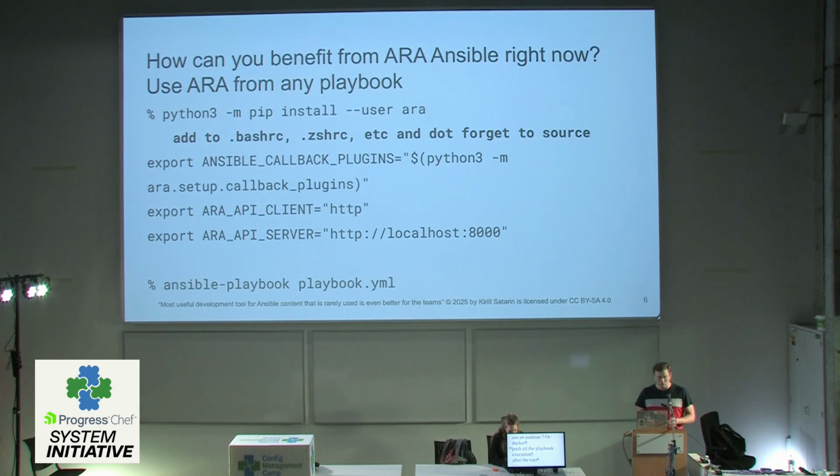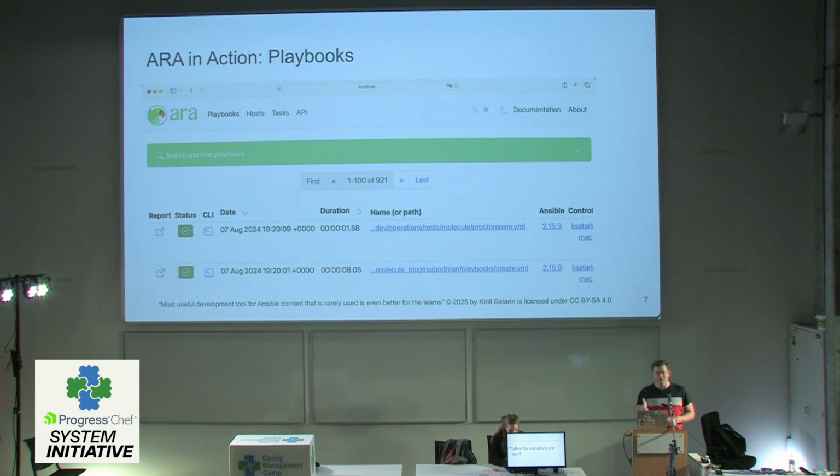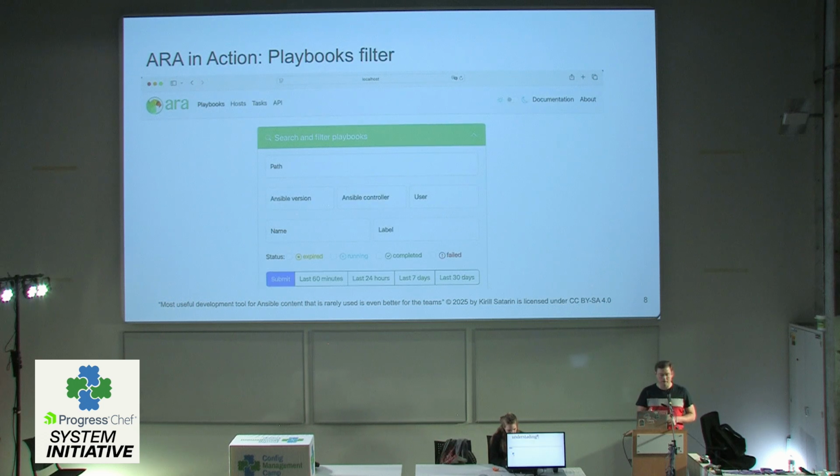So how does it look? Yeah, this is the ARA interface. You have on the top playbooks, hosts, and tasks. You will have a perfect understanding of all your playbook runs, when they ran, which Ansible version is used, on which controller, which hosts are involved. You can search through your playbooks using the search interface. Each and every field supports star search, so you don't have to know the exact path of your playbook, you just have to know part of the playbook, for instance. Yeah. You can see all the failed and completed playbooks.